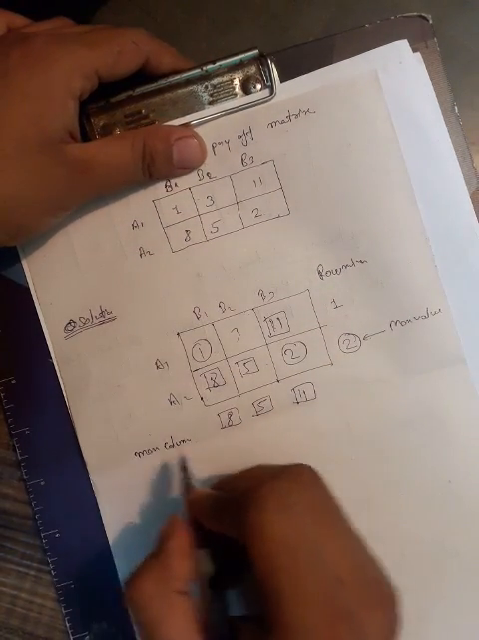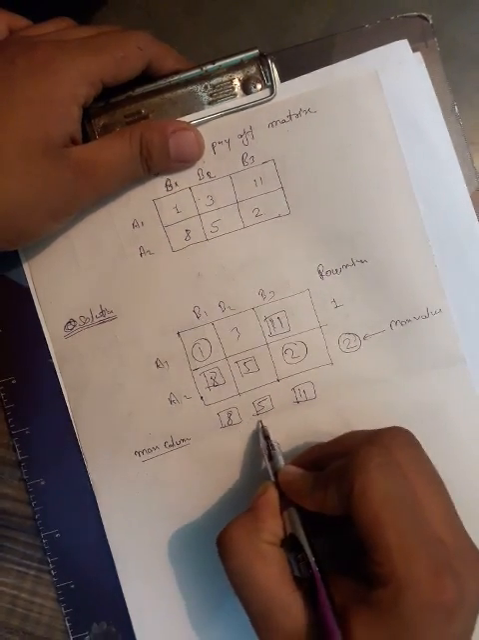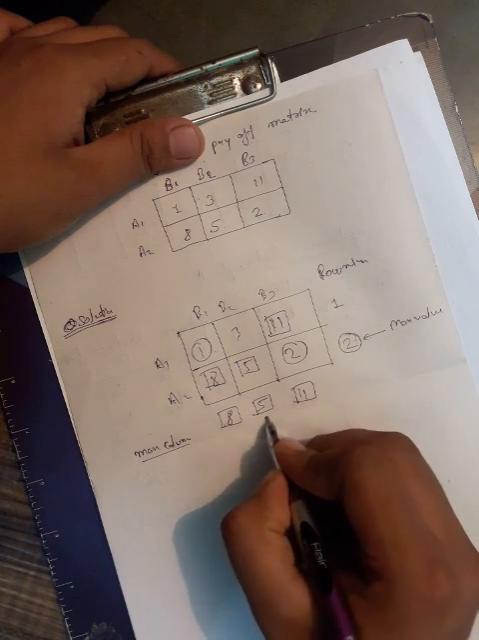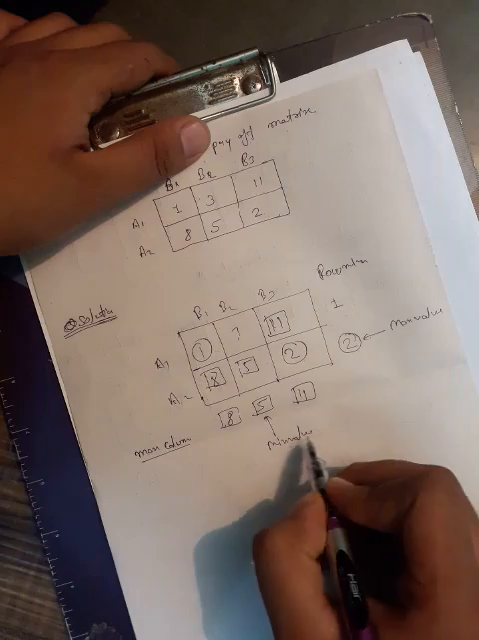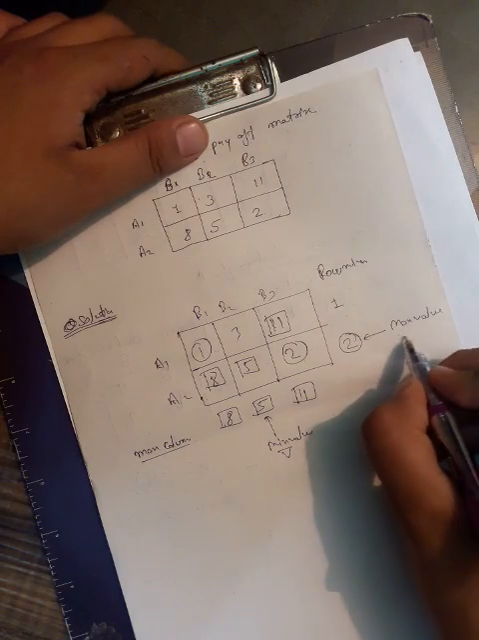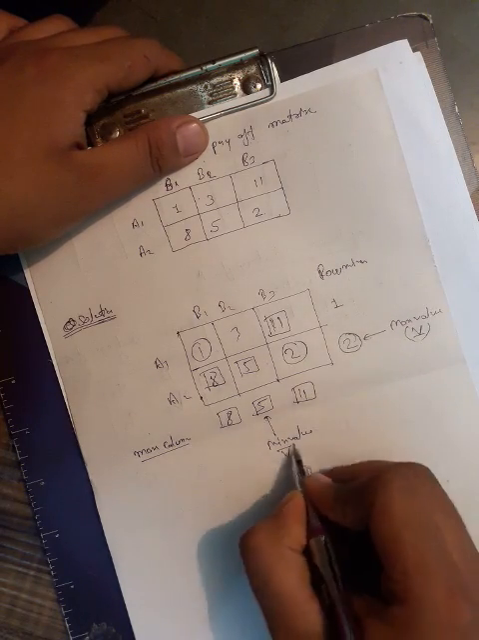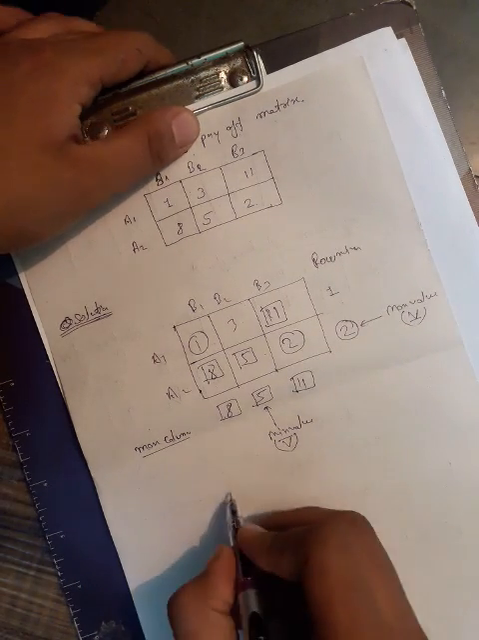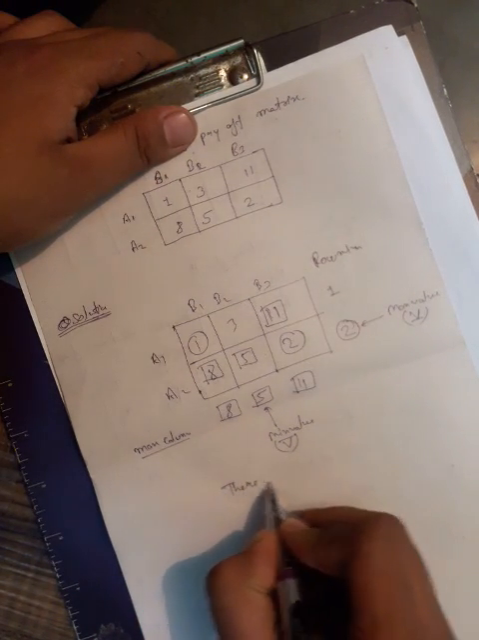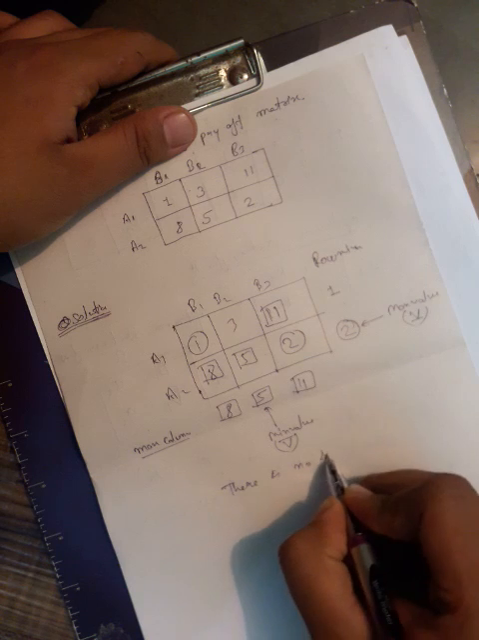Now, since it is a column maximum, you have to find the minimum of these values. So the minimum value is 5. We denote it by V bar and the other as V under bar, and since these two values are not equal, there is no saddle point.